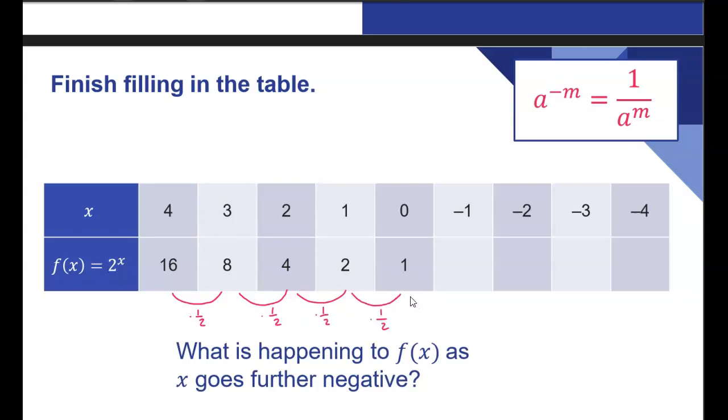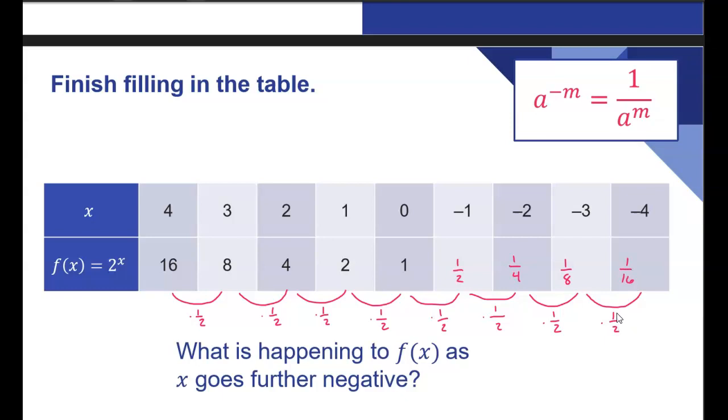So if we continue this pattern, what happens? 1 times a half is 1 half. 1 half times 1 half is going to be 1 over 2 times 2, so 1 over 4. We multiply by a half again, we're going to get 1 over 8. And if we multiply by a half another time, we're going to get 1 over 16.